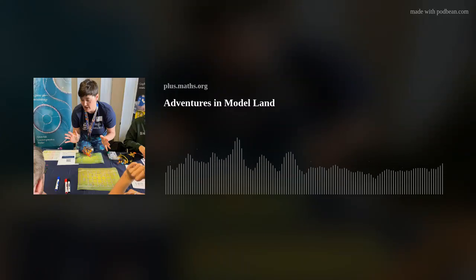So the idea of adventures in Model Land is to take the uncanny parts of what a world would be like inside a model, the limitations, and make it a fun communication tool instead of a limitation.